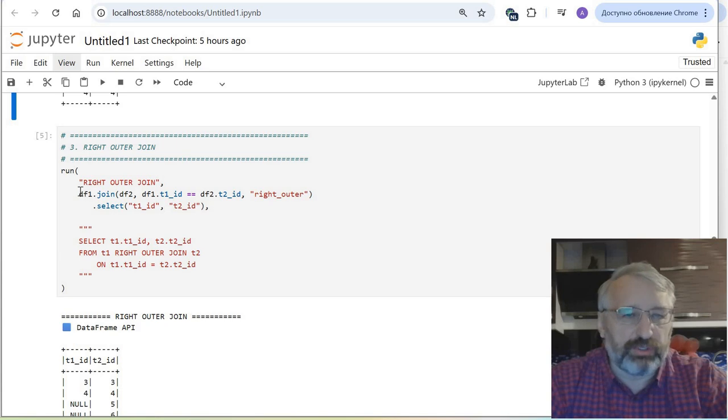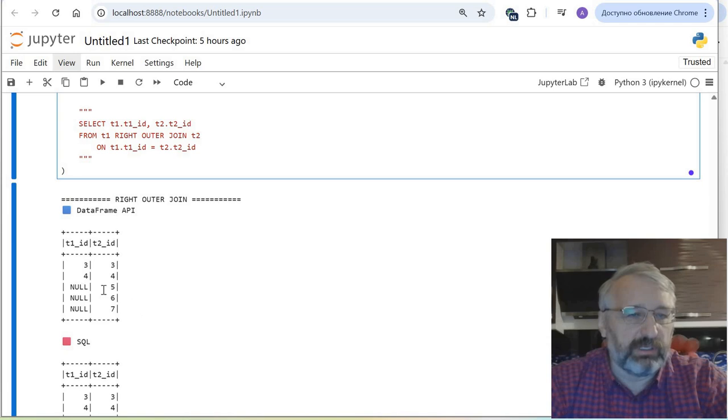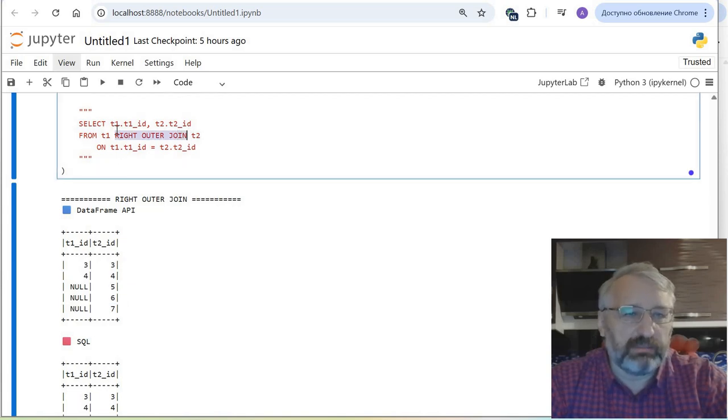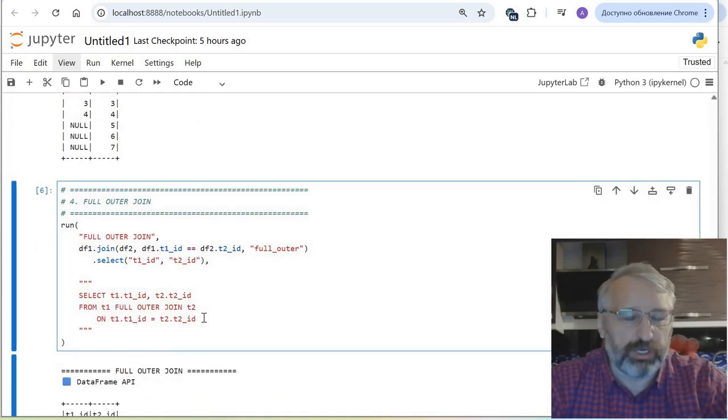Right outer join. Again the same syntax: df1 join df2 on condition. With right outer join, we have all the rows on the right and only those rows which were matched on the left. Here in SQL we have right outer join.